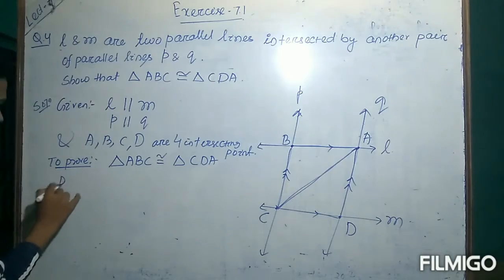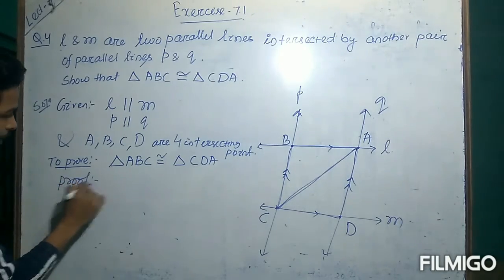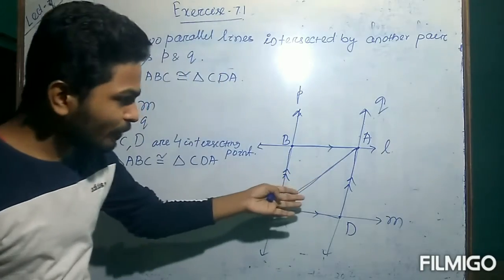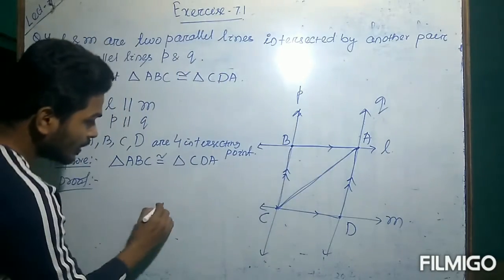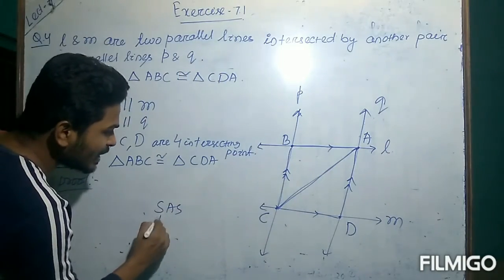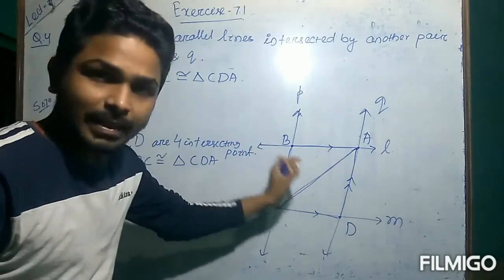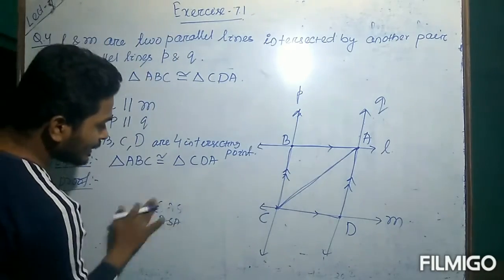So let us prove it. How can you prove that these two triangles are congruent? You can prove it by using either SAS congruency or ASA congruency. Okay, let us see which congruency is applied here.